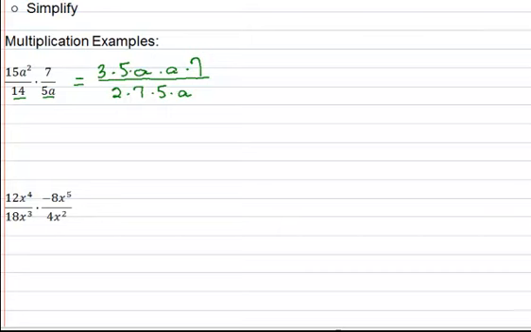And now we go through and we look for anything that's the same in the numerator and the denominator. So here's a 7, here's the 5, here's an a, and whatever's left over, and here we just have a 2 in the denominator, is in its most simplified form. So we get to multiply and simplify basically at the same time when we use this method. Let's go ahead and do this next one.